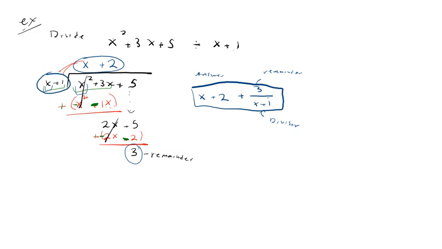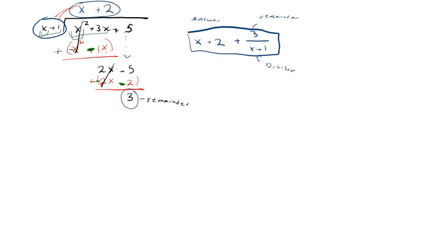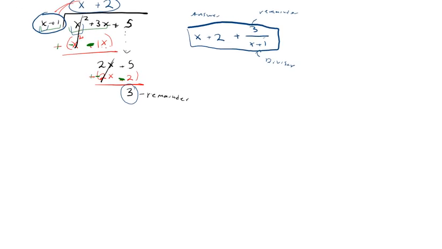Enough time to do one last example before you're going to try these on your own. Last thing that's important to remember. What if I had something like 2x cubed plus 6x minus 3 divided by x minus 1?